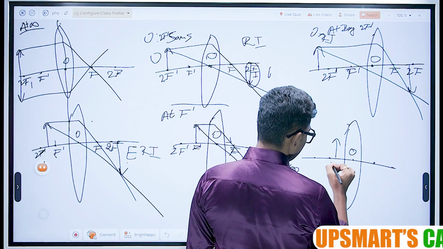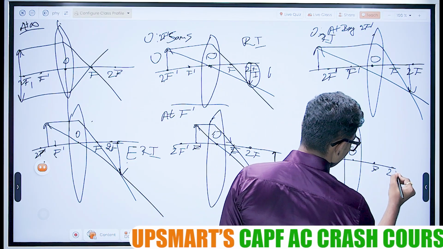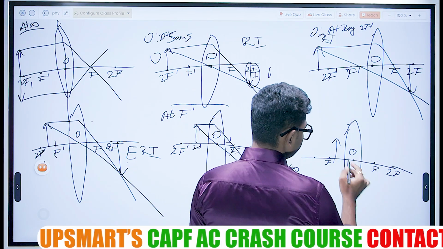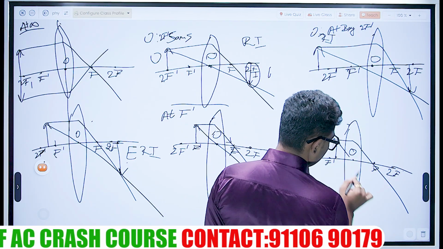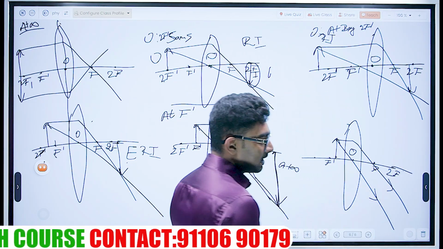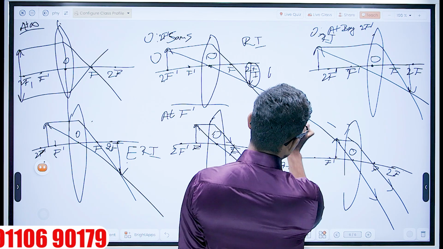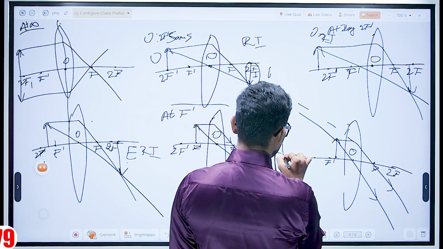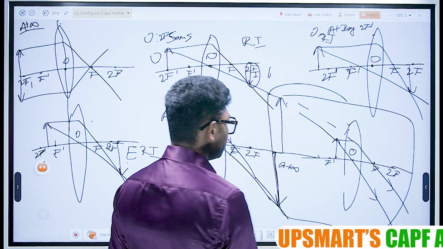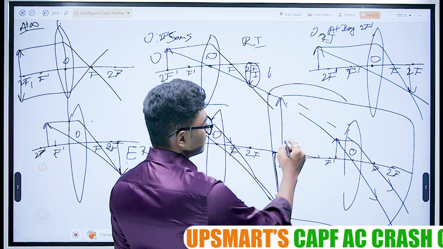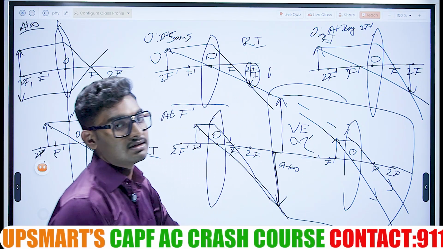Then between F' and O, here F, 2F, one ray is passing through this and another ray like this. They are actually very parallel. These two rays are very parallel. So the image is formed somewhere here. In the last condition, the image is formed somewhere here. This is virtual, erect and magnified.